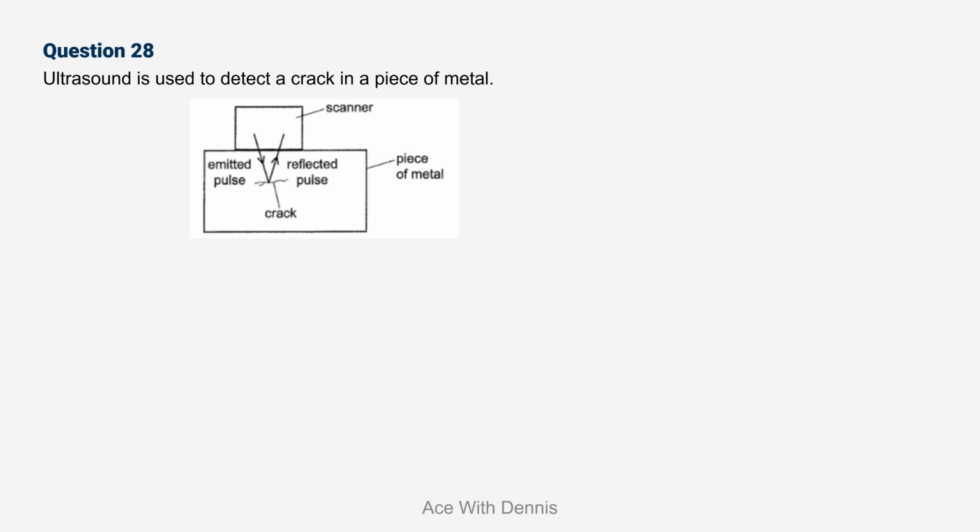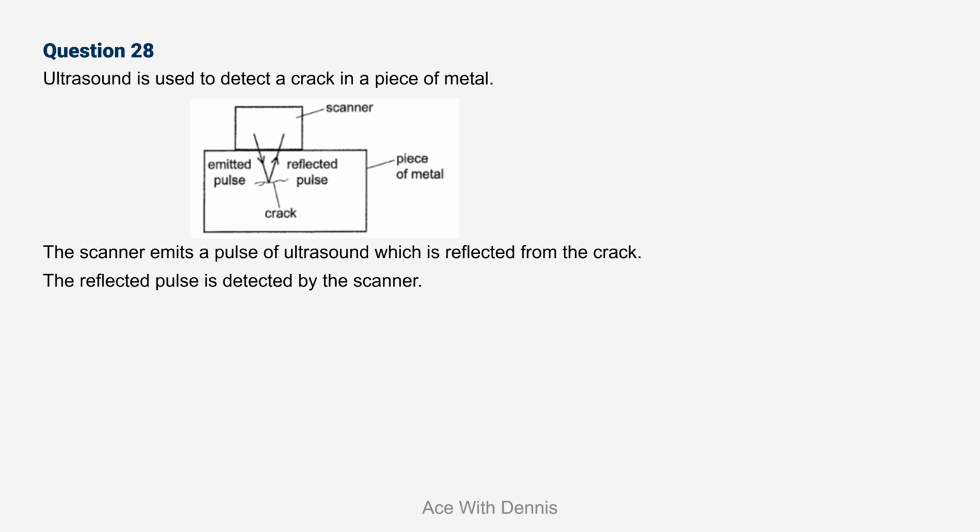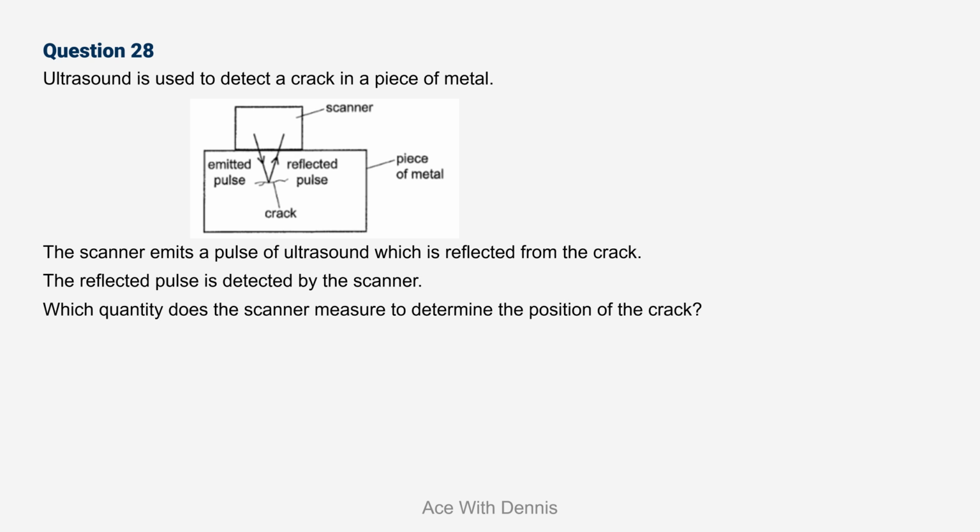Question 28. Ultrasound is used to detect a crack in a piece of metal, as shown in this diagram. The scanner emits a pulse of ultrasound which is reflected from the crack. The reflected pulse is detected by the scanner. The question is, which quantity does the scanner measure to determine the position of the crack?